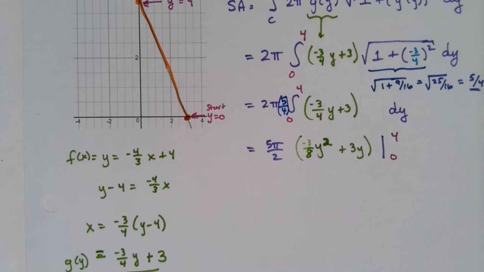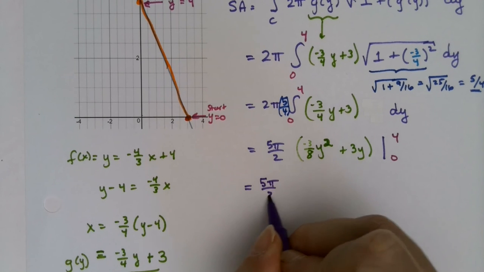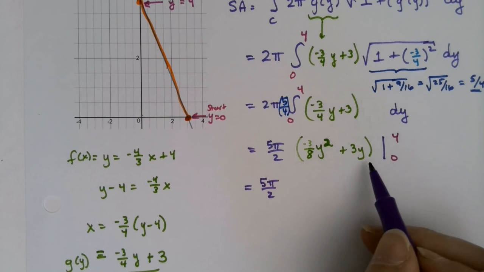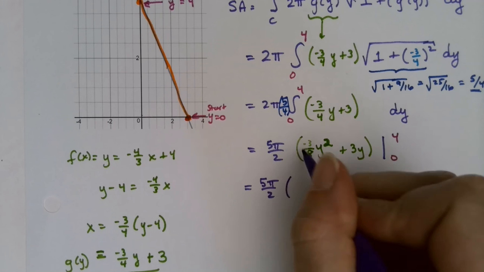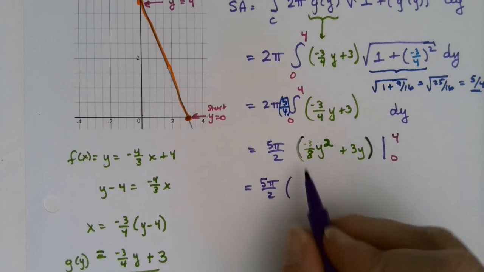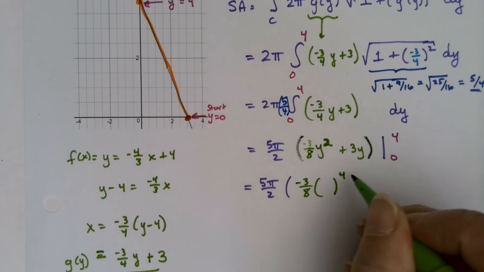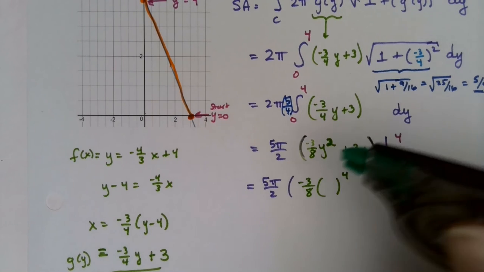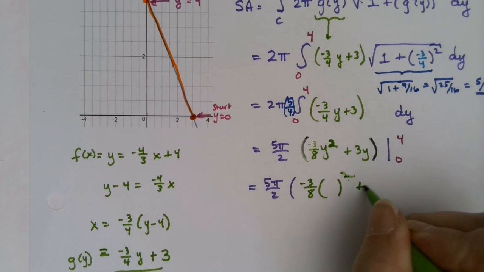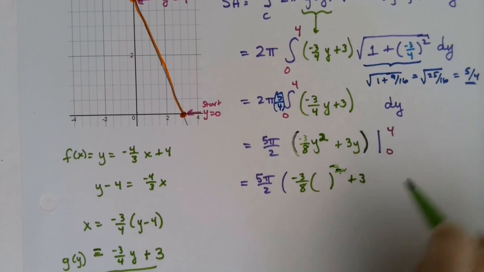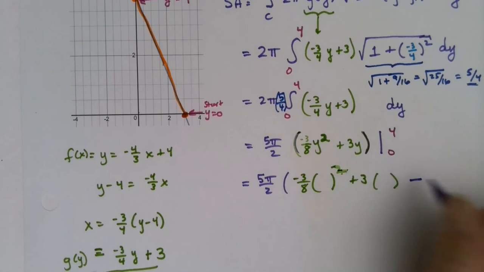All right, so this is 5 pi over 2. I don't need to worry about the 0 going in because the 0 is not going to do anything, but I can put in the 4. So that'll be negative 3/8 times 4 squared plus 3 times 4, and that'll all be minus a big fat 0.